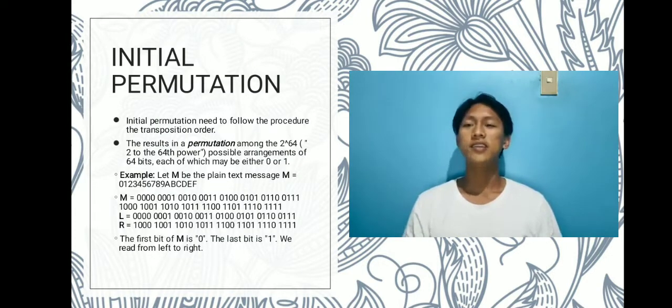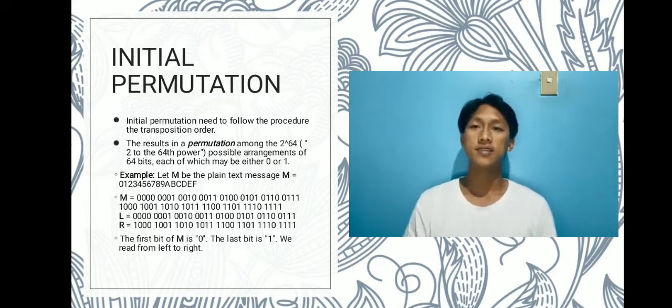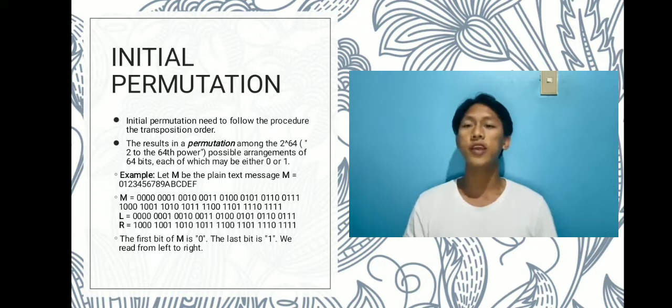The next one is initial permutation. In applying initial permutation, we need to follow the procedure. That means we need to follow the transposition order. DES is a block cipher, meaning it operates on plain text blocks of a given size, which is 64 bits, and returns cipher blocks of the same size. Thus, DES results in a permutation among the 2 to the 64th power possible arrangements of 64 bits, each of which may be either 0 or 1.